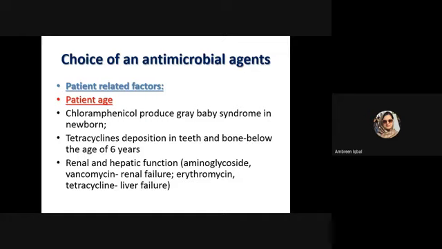Renal and hepatic functions matter: in renal failure, aminoglycosides and vancomycin must not be used, and in liver failure, erythromycin and tetracycline must not be used. So you should always consider the side effects as you decide to indicate some drugs.